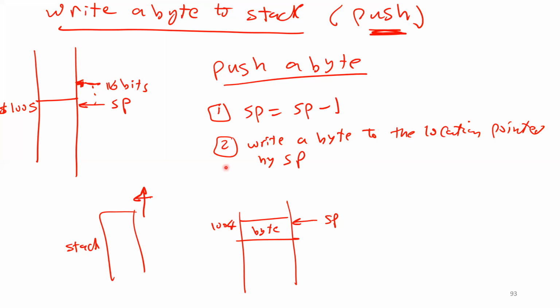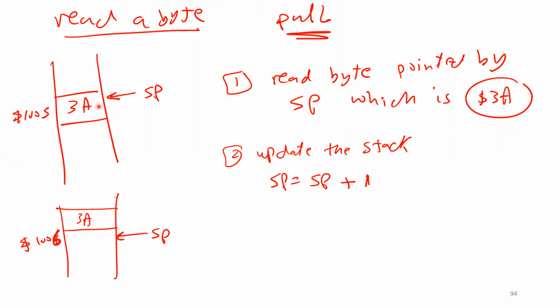Okay. Now, what if you want to pull? What if you want to read? How does it work? Look here, guys. Here we subtract first, because I want to go to an empty place. However, if we pull, for example, this is the top of the stack. The top of the stack is at 1005. I want to pull 1 byte. How can I do that?